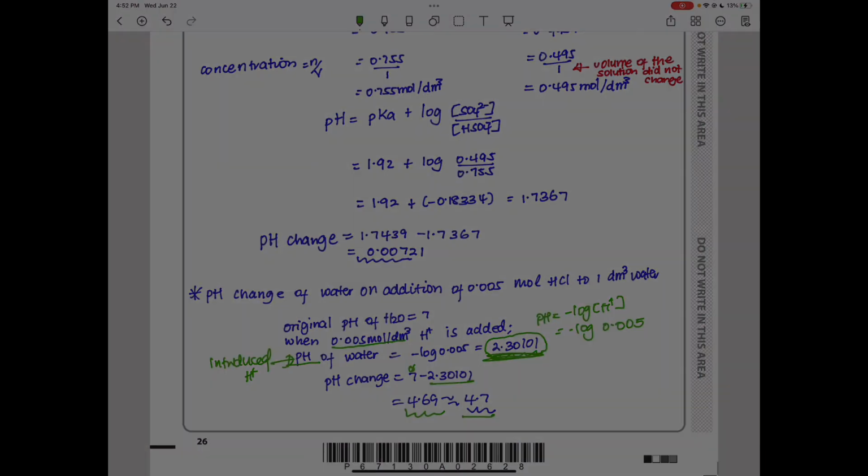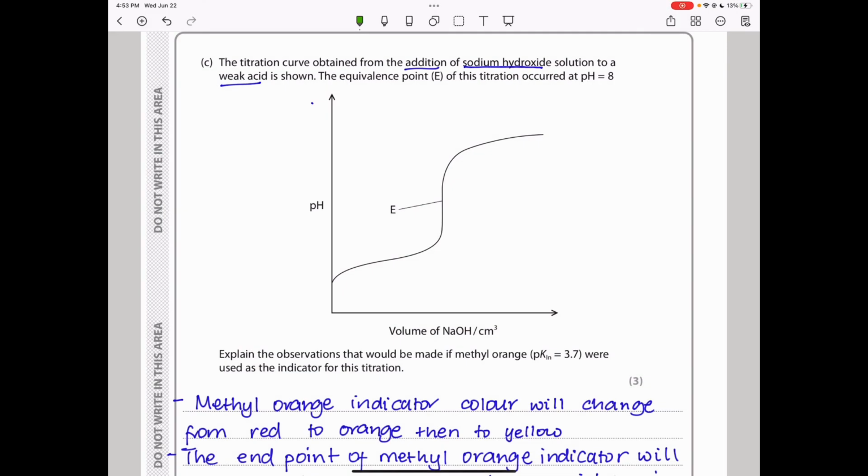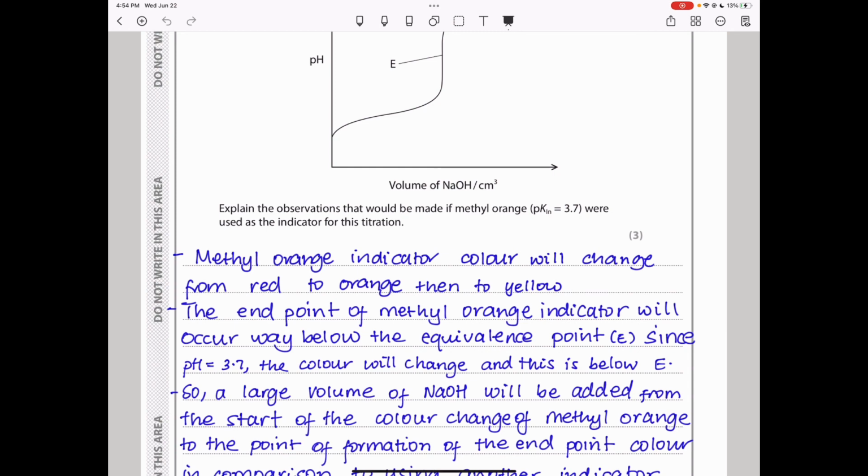Let us continue. Lastly, they say the titration curve obtained from the addition of sodium hydroxide solution to a weak acid is shown. They say the equivalence point E of this titration occurred at pH equal to 8. You can see it here. So the first question says, explain the observation that would be made if methyl orange in this range were used as the indicator. You can see the pKin is 3.7, which would be well lower.